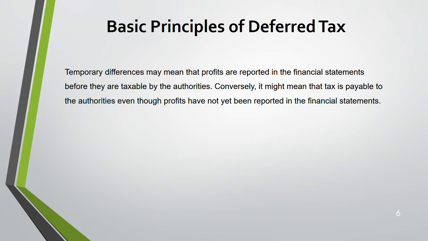Temporary differences means profits that are there in the financial statements are reported before they are taxable by the authorities. You're understanding? There's a time difference between when the profit is taxable and when the profit is not taxable. They're not taxed at the same time. It's not the moment you receive profit that they will tax and you pay the tax to the tax authority. No. For a short time, that difference is there. That's why it's known as temporary difference. Meaning, tax is payable to the authorities even though profits have not been reported in the financial statements. It could mean the other way also.